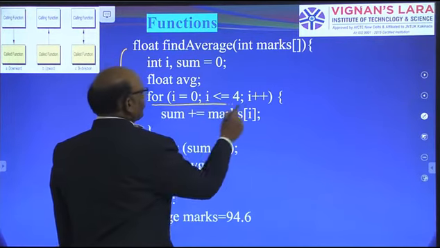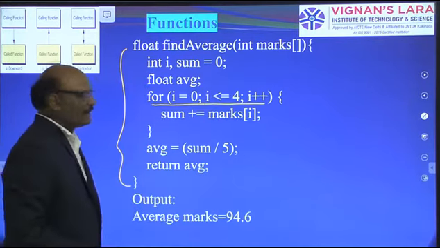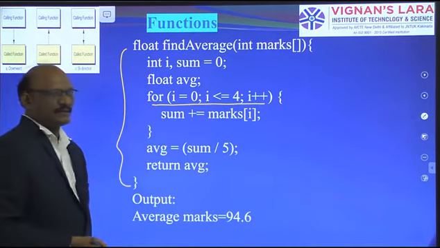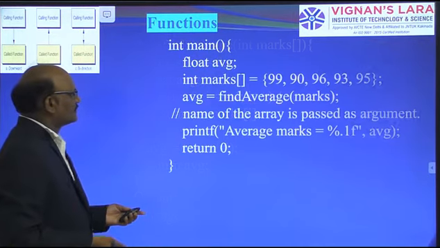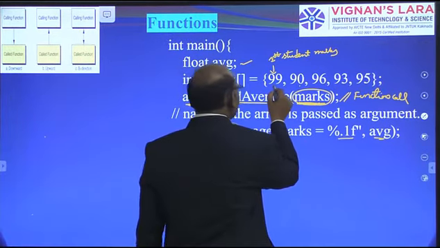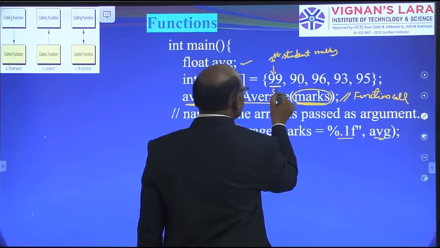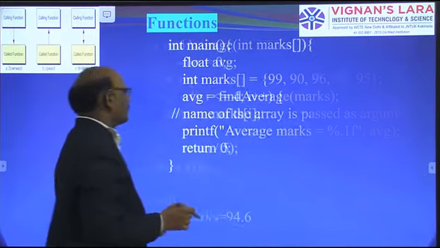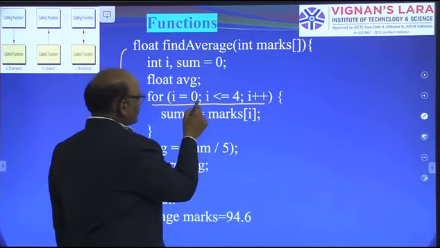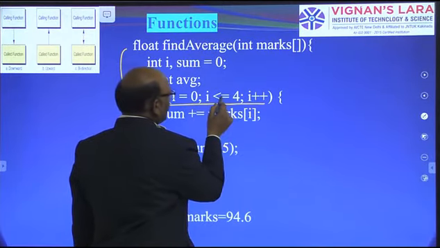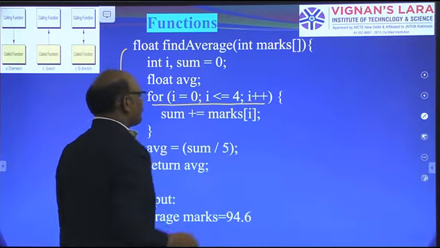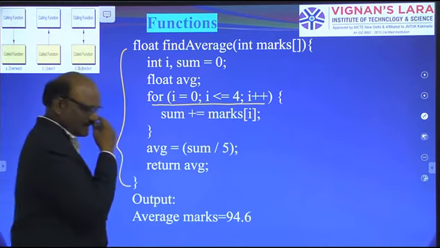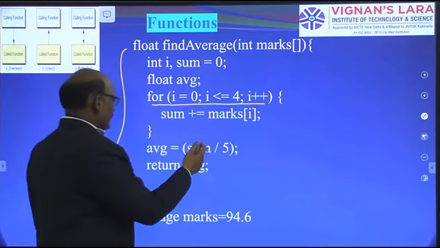Take a for loop for processing the array. For i is 0, i less than or equal to 4, because there are 5 elements. The index starts with 0 and ends with 4: 0, 1, 2, 3, 4. That is why i starts with 0, i less than or equal to 4, i plus plus. Sum plus equal to marks of i.